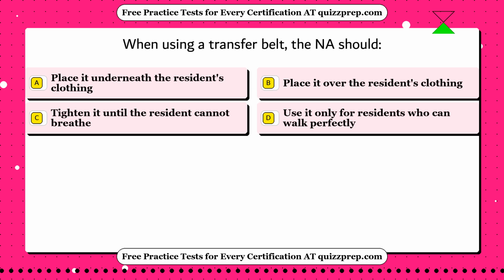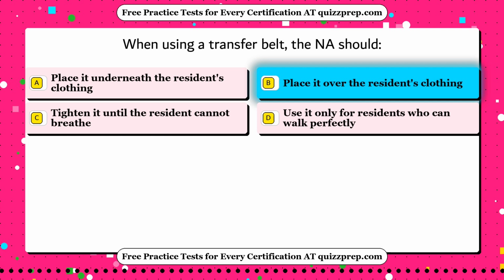Question 41. When using a transfer belt, the NA should: Option A, place it underneath the resident's clothing. Option B, place it over the resident's clothing. Option C, tighten it until the resident cannot breathe. Option D, use it only for residents who can walk perfectly.